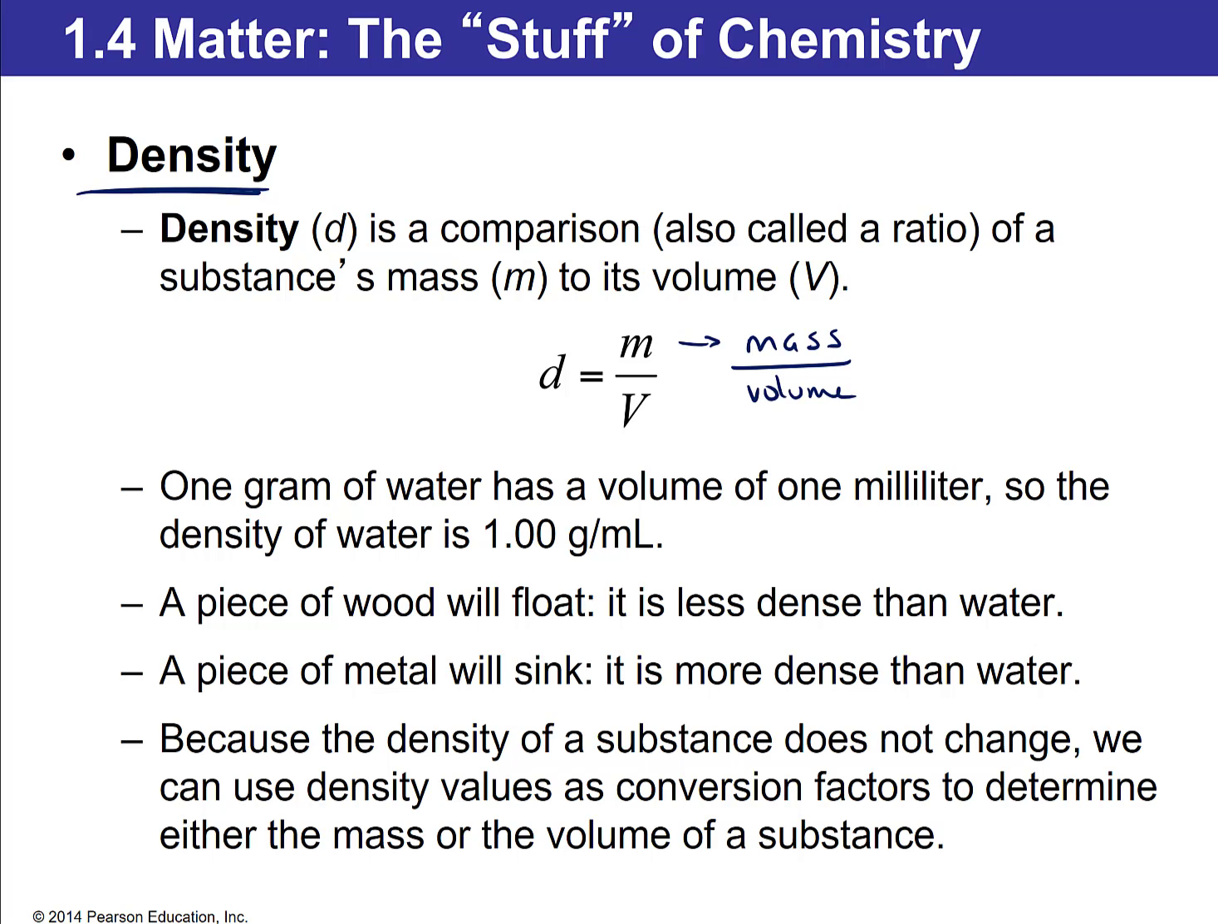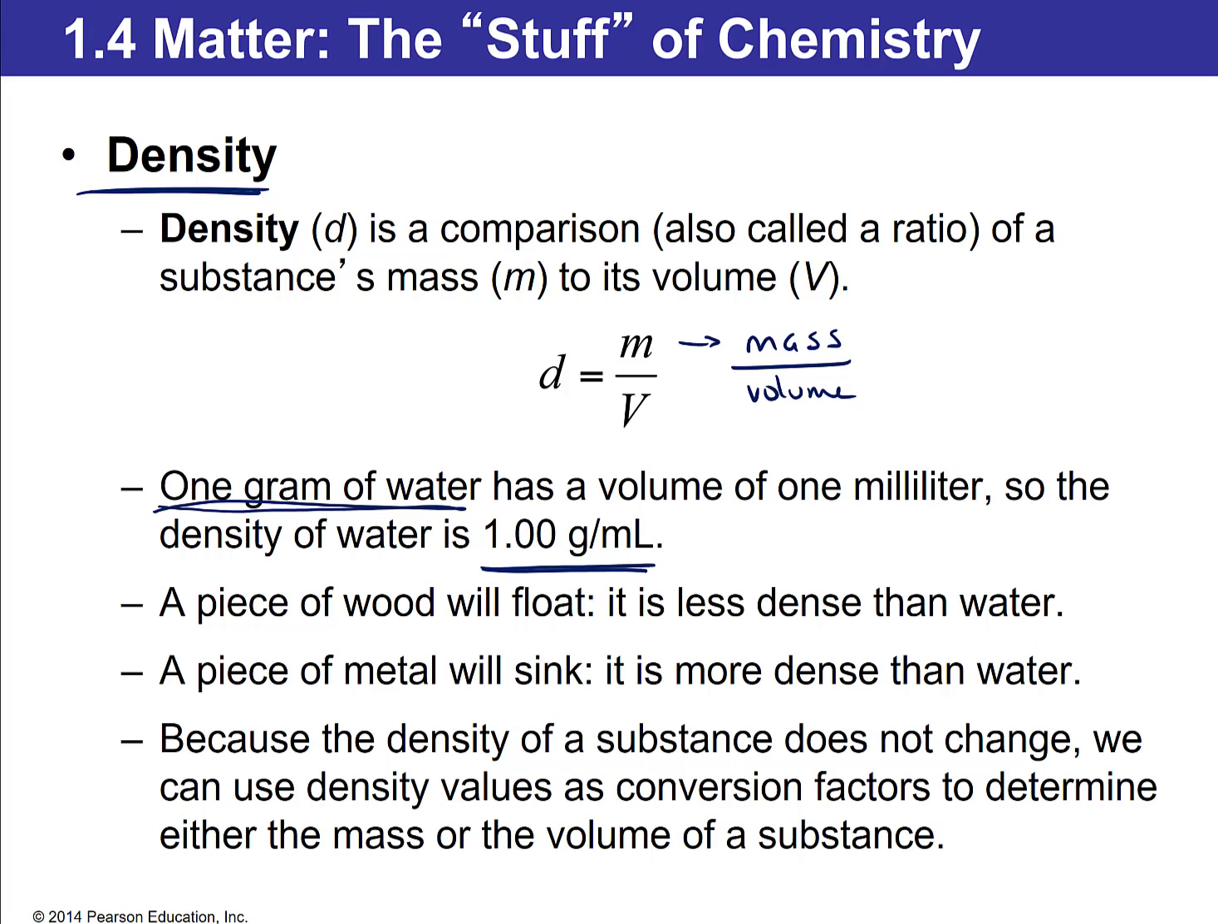For example, water. Water became one of the standards that almost all of this metric system was built around. 1 gram of water takes up 1 cubic centimeter. It has the volume of 1 milliliter. So that value is determined very precisely: 1 gram of water takes up 1 milliliter of volume.